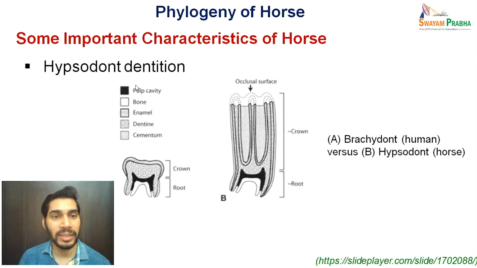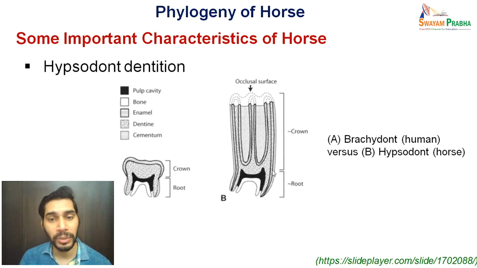A tooth comprises the pulp cavity, the bone, enamel, dentine and cementum, and all these components are arranged in a tooth in basically two parts. One is called the root of the tooth and the other is called the crown. Now on this side you see a human tooth which is brachydont, and here you see a hypsodont tooth of a horse. You can easily make out the difference between the two.